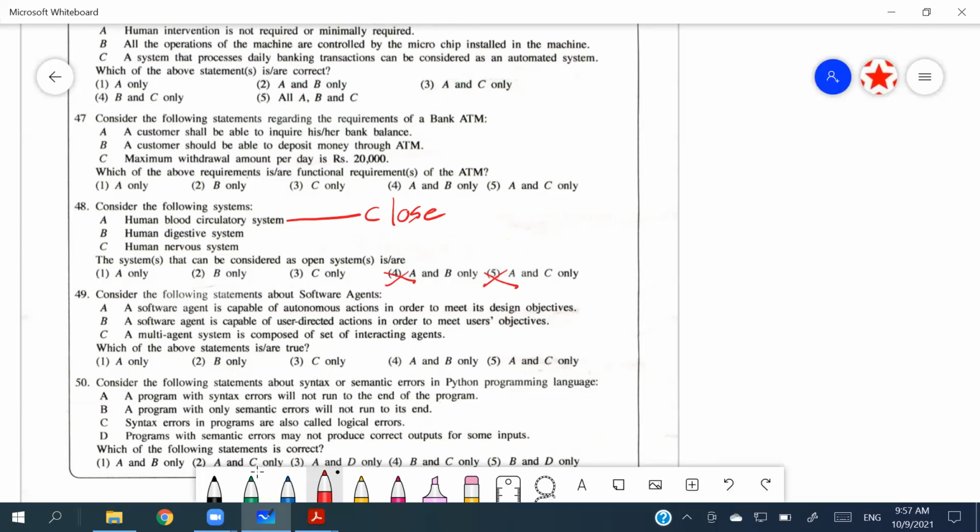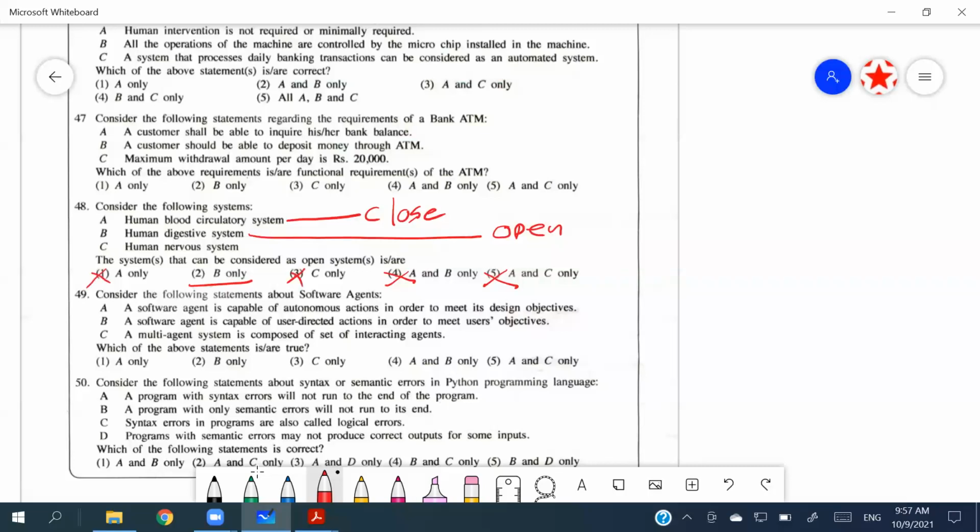Human digestive system, clearly an open system, right? Because we take food into the human digestive system from the outside, then we leave out the things which have been digested, right? So clearly it is an open system. So B should be in your answer, right? So for that reason, since they are asking about the open systems, we can leave out the second one as the answer. So not the first one, not the third one.